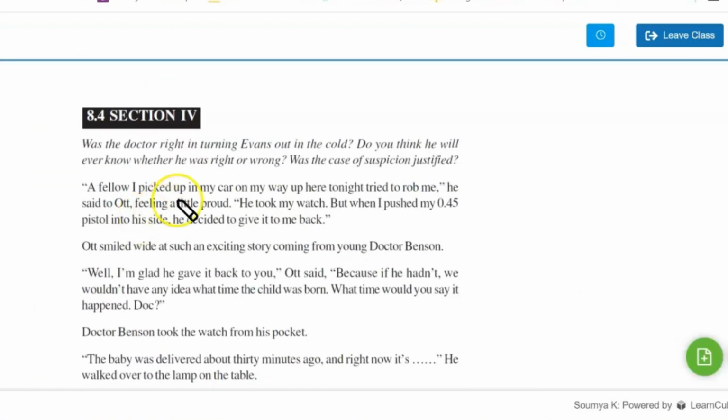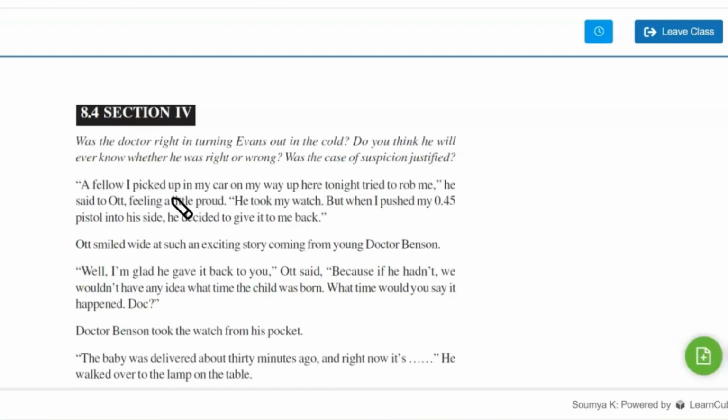So this is the passage. The fourth section we are going to see here, 8.4. Was the doctor right in turning Evans out in the cold? Do you think he will ever know whether he was right or wrong? Was the case of suspicion justified? So these are the questions asked to the reader. After reading this passage, you will come to know the answers of all these questions.